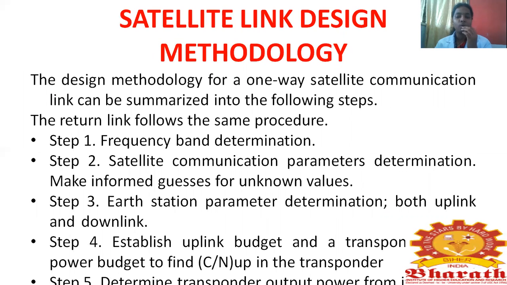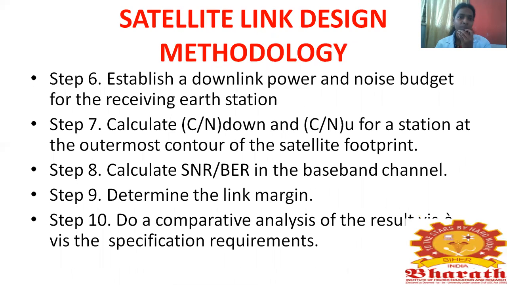Okay, so now you have some 15 steps over here to design a satellite link. The first step is that you have to identify the frequency band, and you have to identify the parameters used for satellite communication. That will be your second step. The third step is identifying the earth station parameters, and the fourth one is going to be the uplink establishment, right? So the uplink budget establishment you're going to do separately, and determining the transponder output power you're going to do in the fifth step.